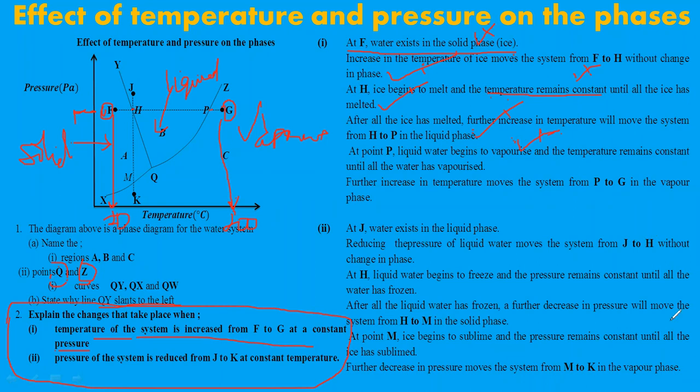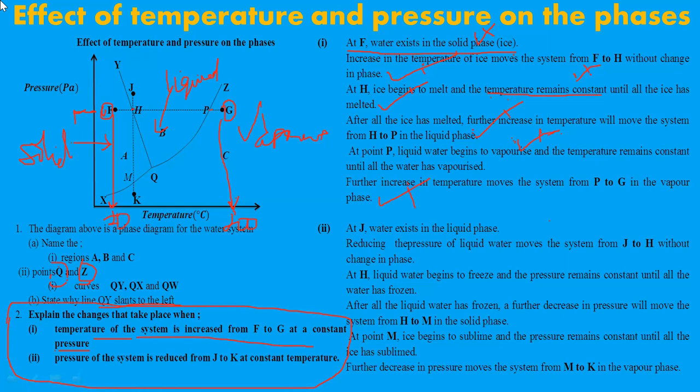So after point P, what happens? Further increase in temperature moves the system from P to G in the vapor phase. So you have to explain it as simple as that. Are we together? Yes, teacher.